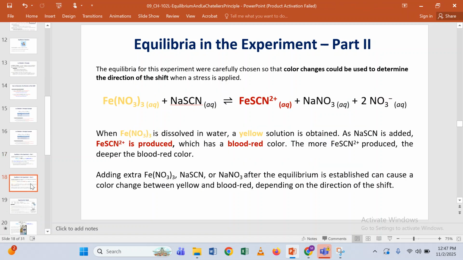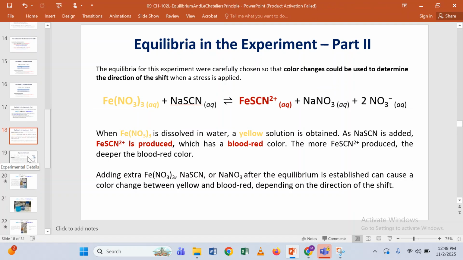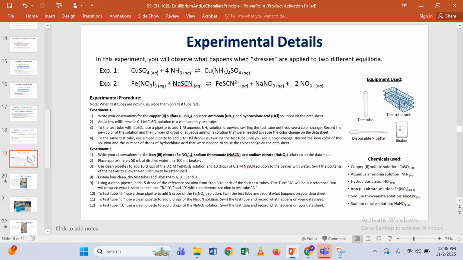All right. The second experiment we're going to be studying is the Fe(NO3)3 plus NaSCN. Fe(NO3)3 has this nice yellow color. The reactants have a yellow color and the product has a blood red color. So if we add more and more NaSCN, what would you expect the color to be? Very good. It should be red because it's shifting away from the left side going to the right side. So it's going to be red. We're going to see what's going to happen to these two systems by showing the video of the experiment.